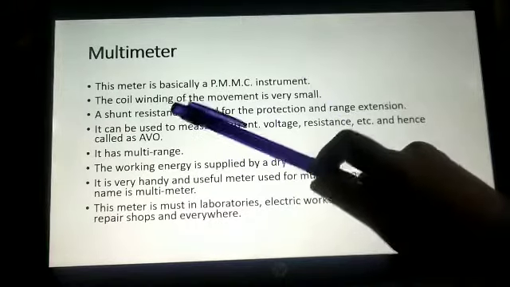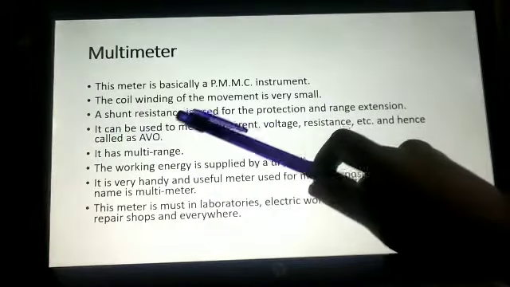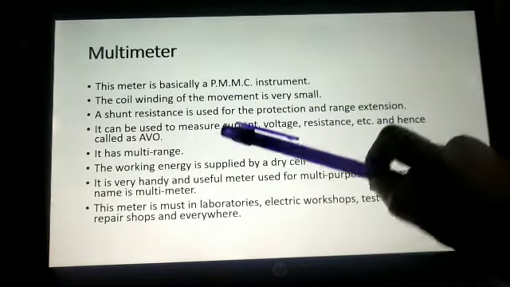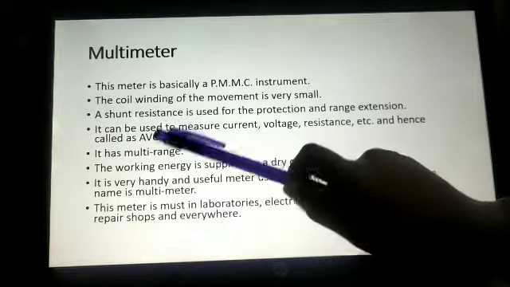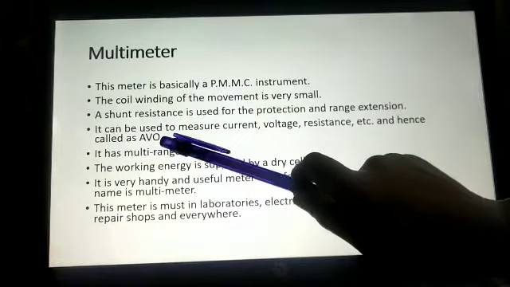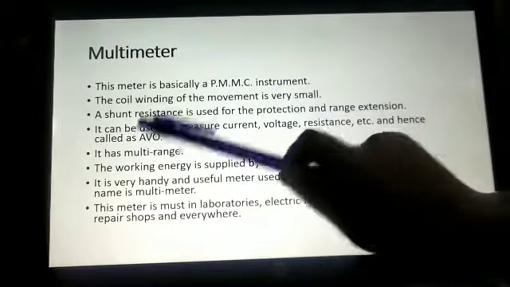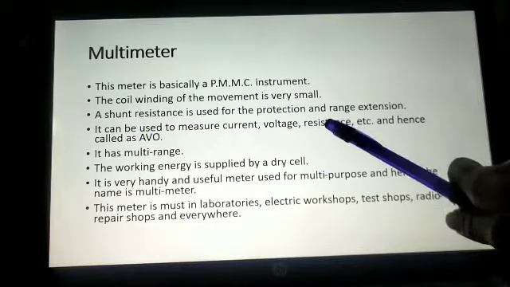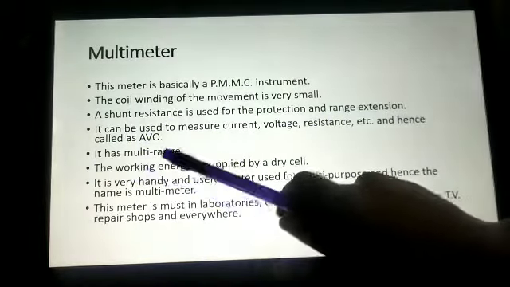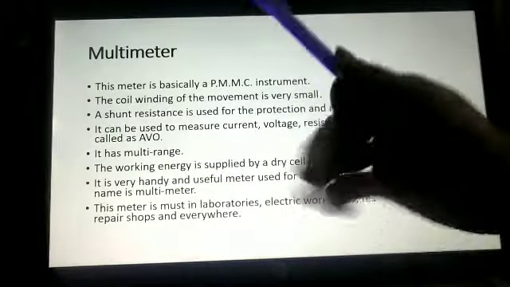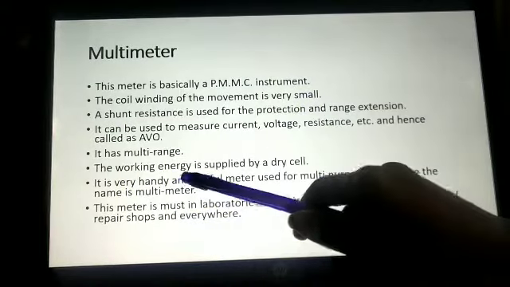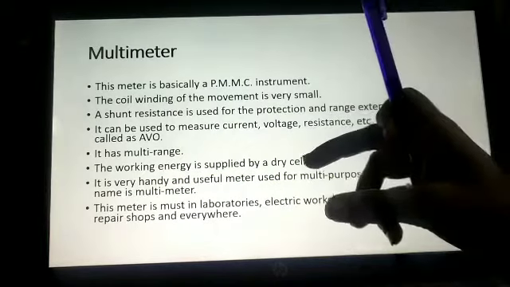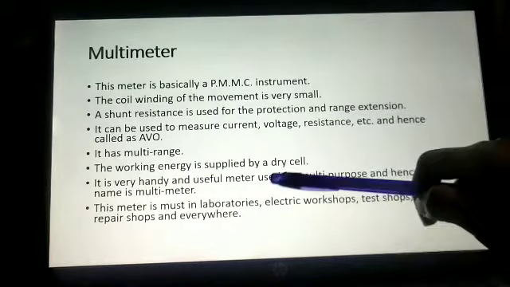What does it mean by AVO? As I mentioned, it measures current, voltage, resistance, etc. Current is measured in ampere, voltage in volt, and resistance in ohm. AVO: ampere, volt, ohm. It has a multi-range. The working energy is supplied by the dry cell. As I told you, we use the dry cell for the energy.